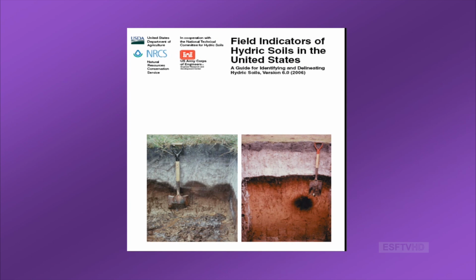So where is all this information contained? There are many hydric indicators and changes in different regions of the country. So we can give you the Field Indicators of Hydric Soils in the United States. I have that linked on the website. So if you're interested, you can check that out on the website and get it. It's a free download. You can also order it from NRCS. It's a pretty useful publication.